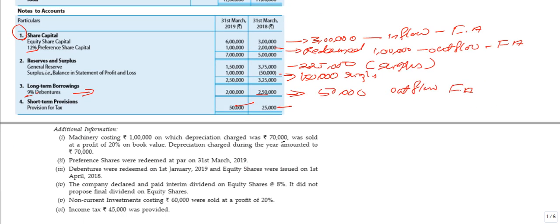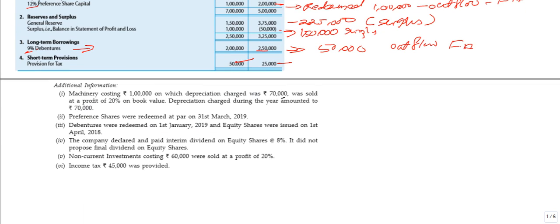Next we have to go to the additional information. Here machinery costing rupees 1 lakh, depreciation charged 70,000, was sold at a profit of 20%. So we have to calculate that one. 1 lakh cost, we charged depreciation 70,000, balance amount is equal to 30,000. We are getting a profit of 20%.